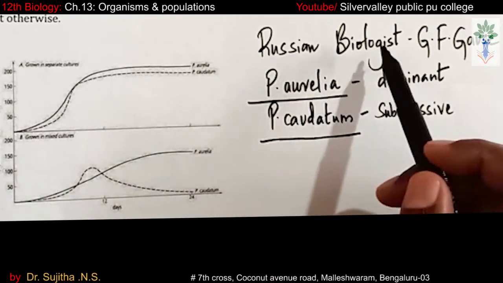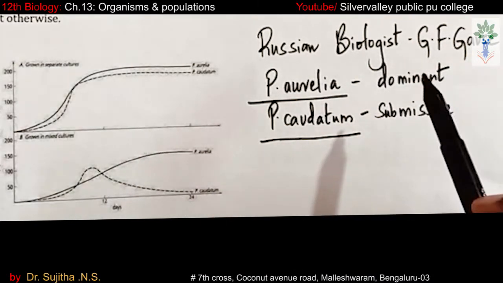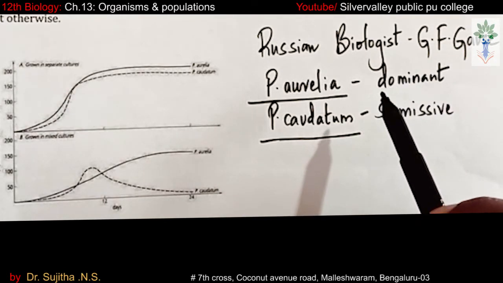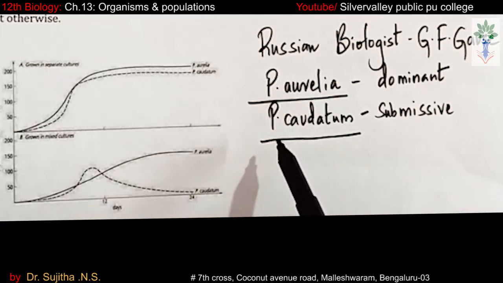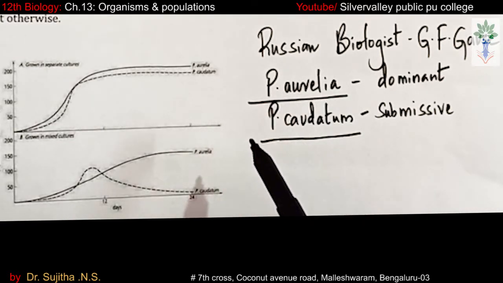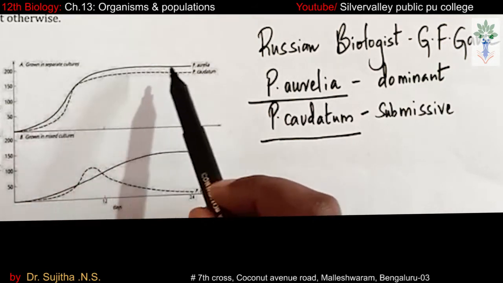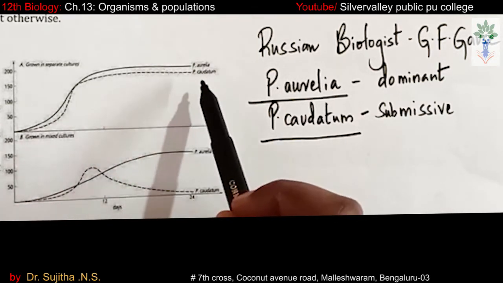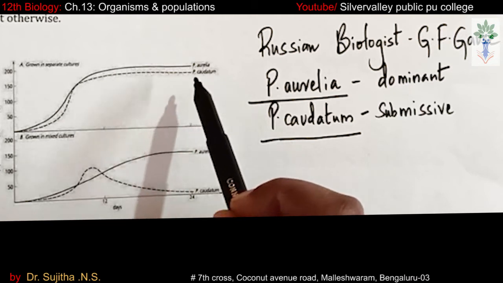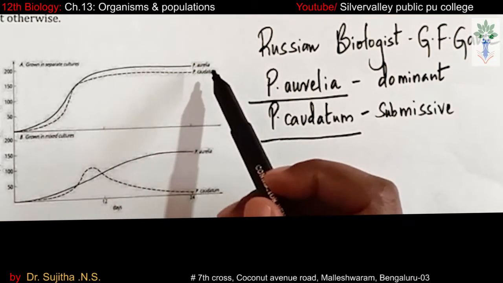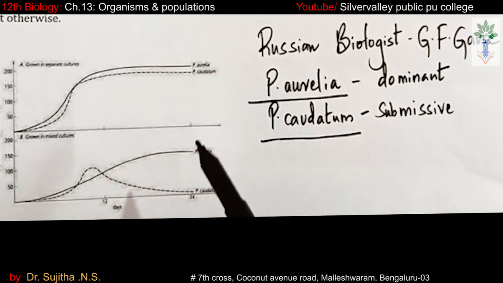So, the Russian biologist G.F. Gause cultured two different species of Paramecia. He cultured Paramecium aurelia and Paramecium caudatum in separate cultures, and he noticed that the population size of aurelia and the population size of caudatum reached a maximum. Then he mixed these two species of Paramecium and cultured them in the same culture plate.